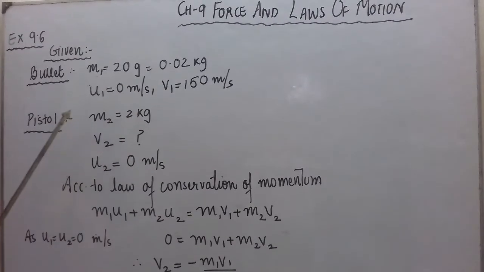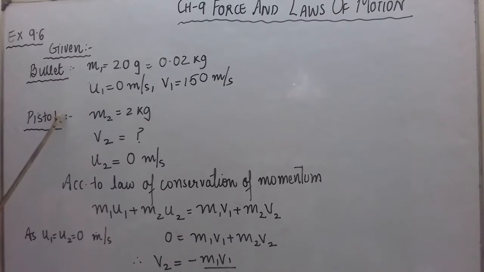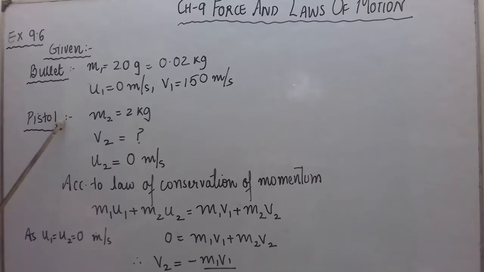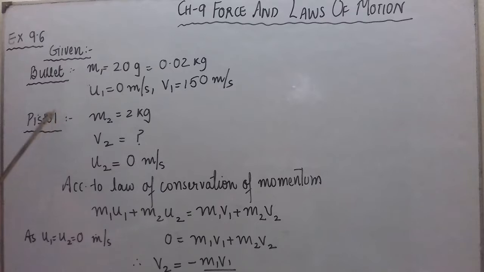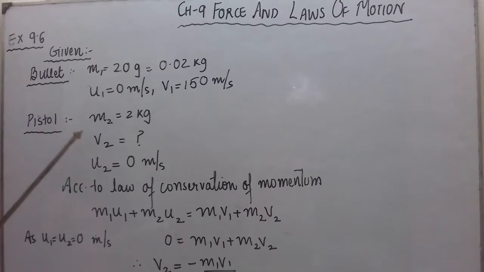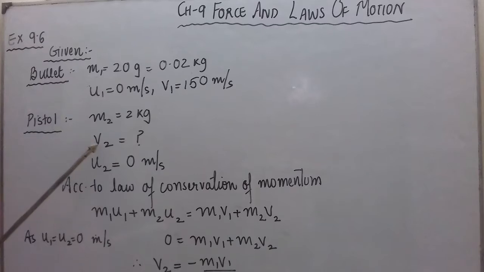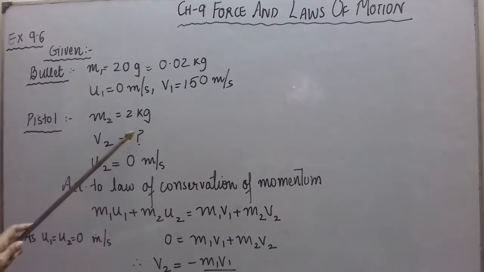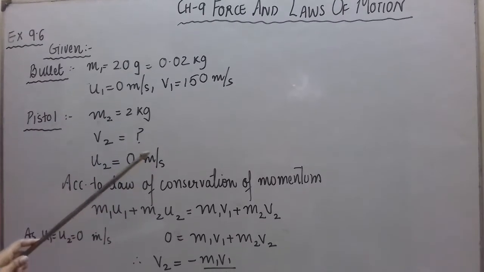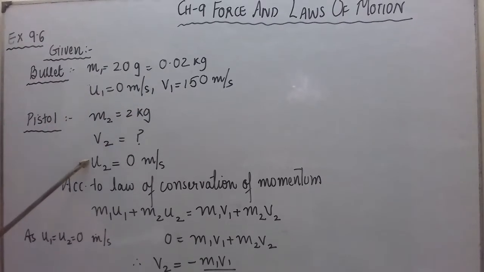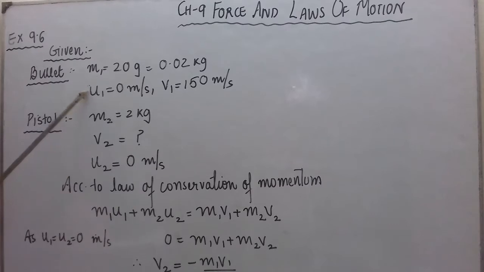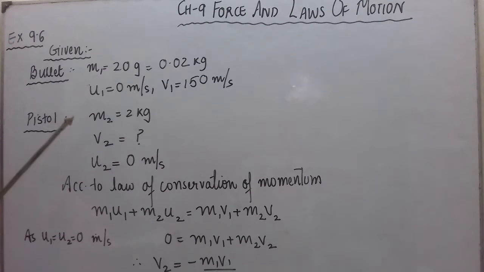Recoil velocity means when the bullet is fired, the pistol moves in the backward direction a little bit. That velocity with which the pistol moves in the backward direction when the bullet is fired is called its recoil velocity. And here that will be after firing, so it will be V2, final velocity. V2 we have to find out. And in this case, U2 is also 0 meter per second. So we have M1, M2, V1 values given. U1, U2, from our knowledge, we know they are each equal to 0 meter per second, and we are supposed to find the recoil velocity of the pistol, that is V2.